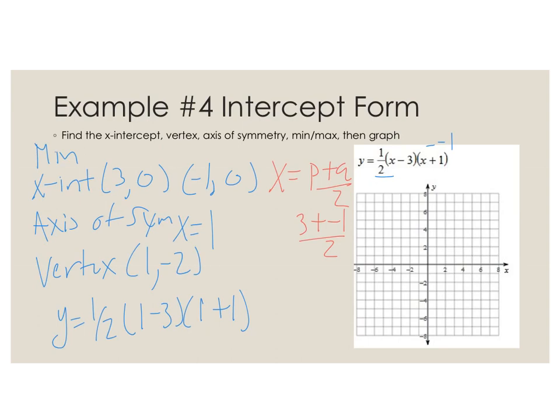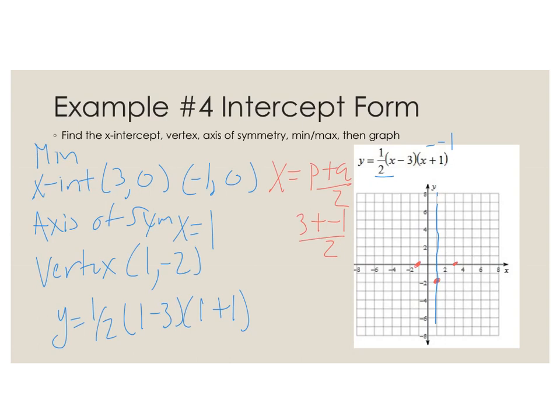Now we need a graph. Let's plot the points we do have. We have a vertex at (1, negative 2), and we have two x-intercepts at (negative 1, 0) and (3, 0). As you can see, those 2 points are symmetrical around the axis of symmetry, so we know we're doing a good job. But I still need 2 more points.